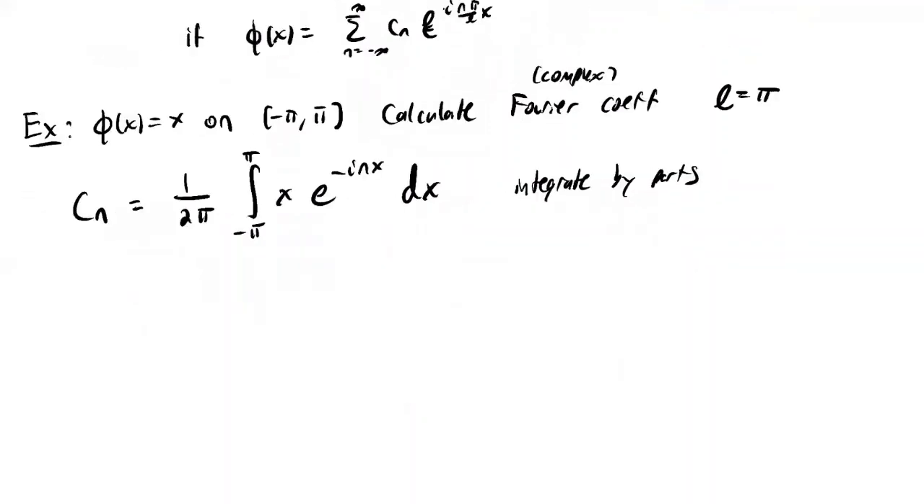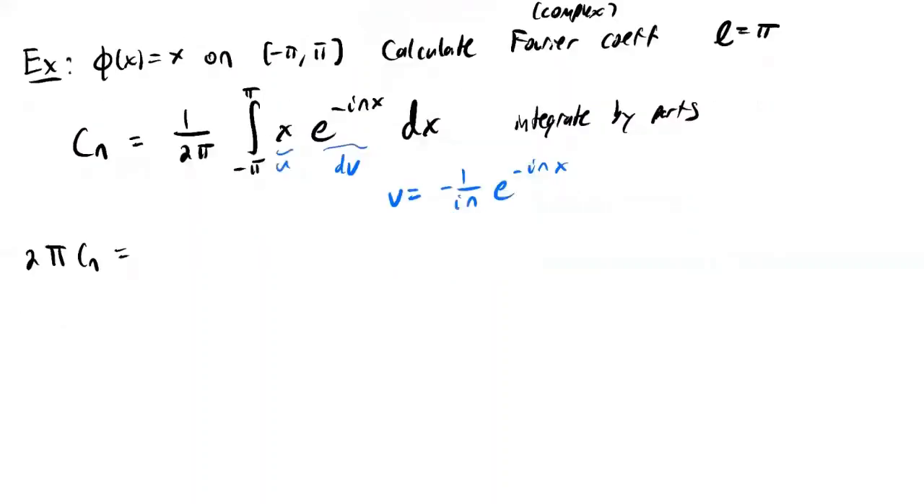So this is going to be my u, this will be my dv, and so v is the antiderivative, so v is going to be minus 1 over in times e to the minus inx. You can take antiderivatives of complex exponentials just the same way you would for regular exponentials. It's the same formulas. And so if I use integration by parts, what I'm going to do is just move the 2 pi over so the formulas on the right don't get too cluttered.